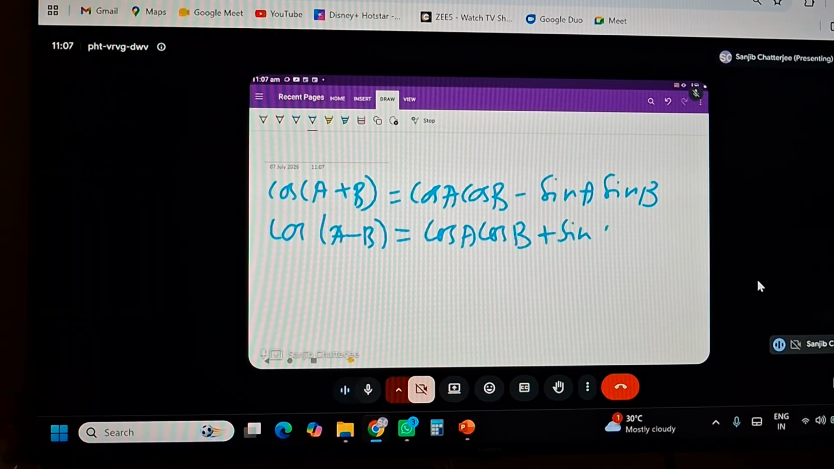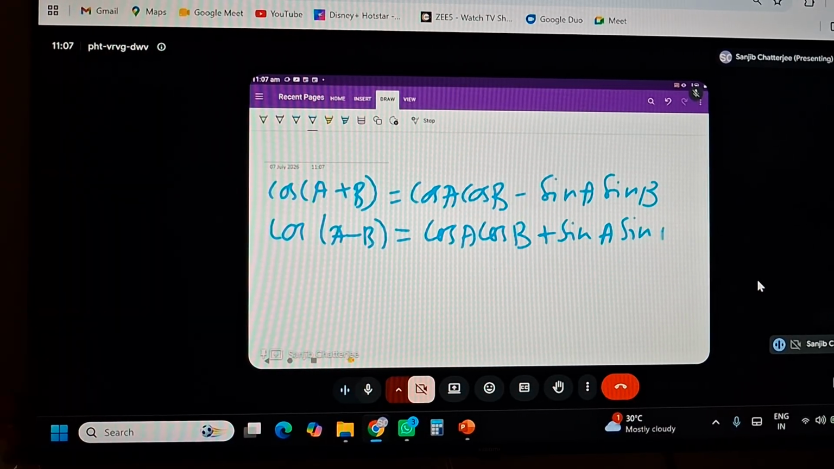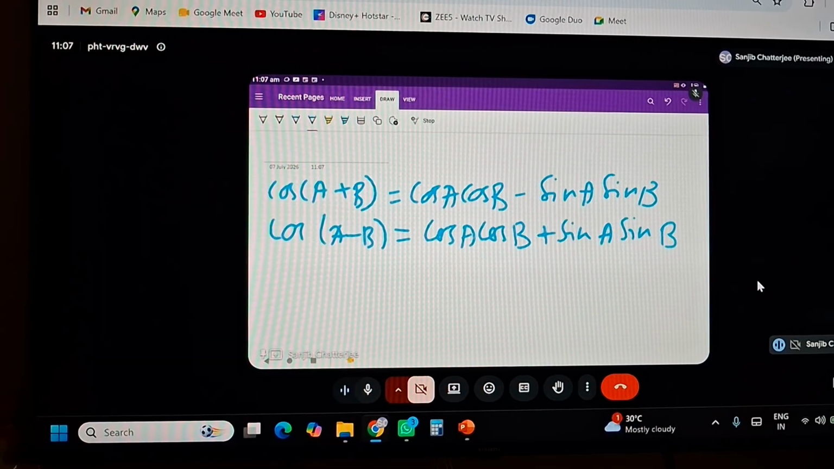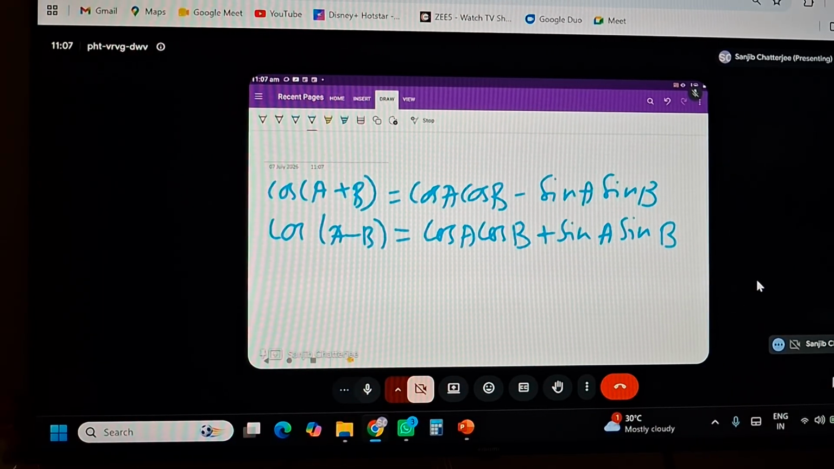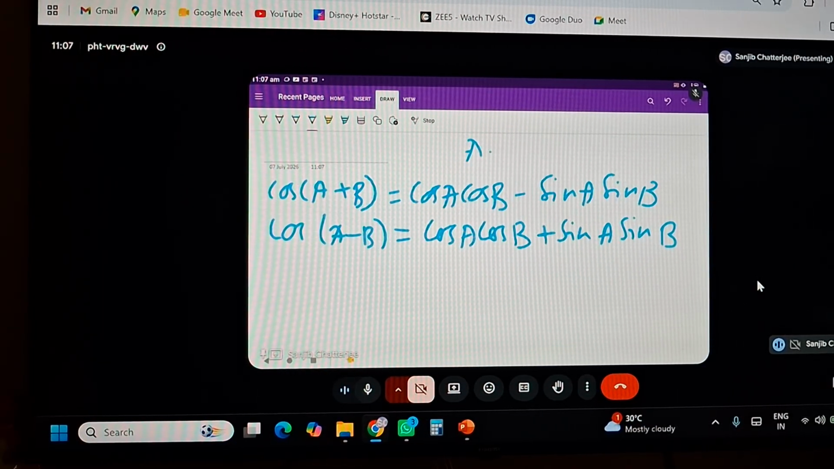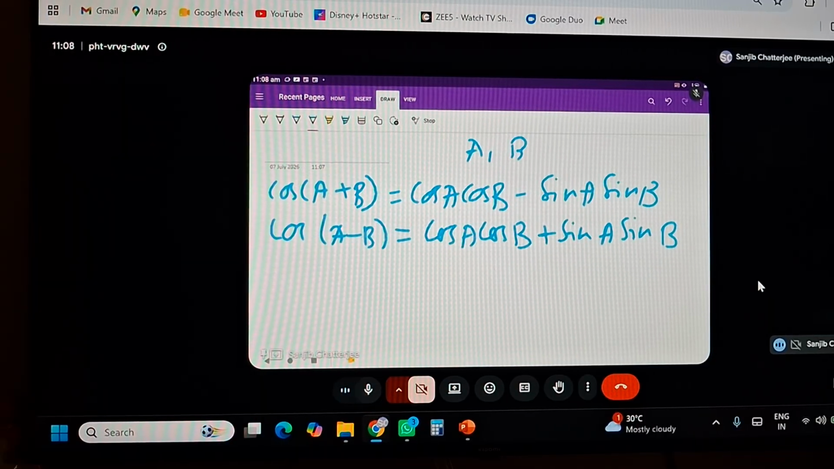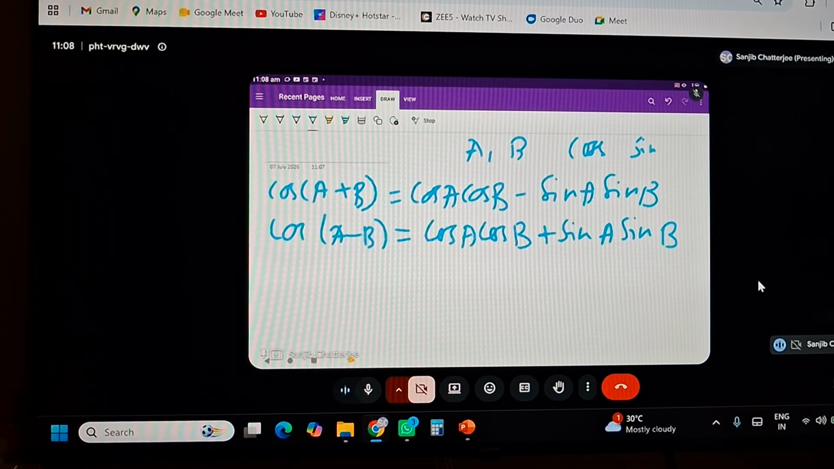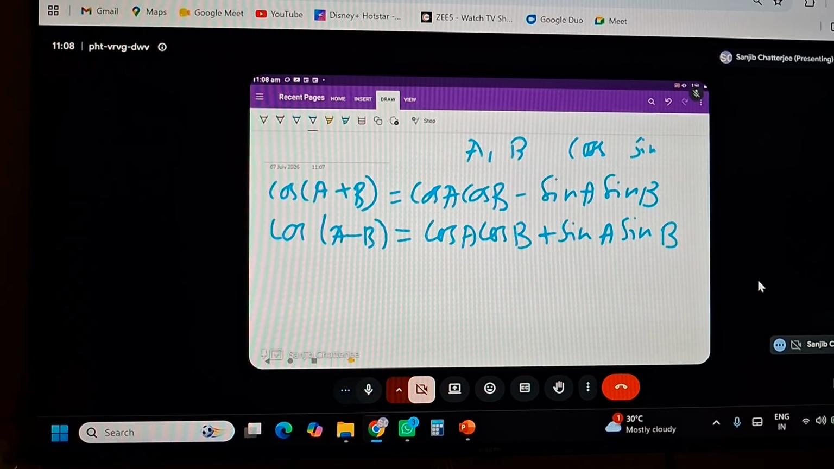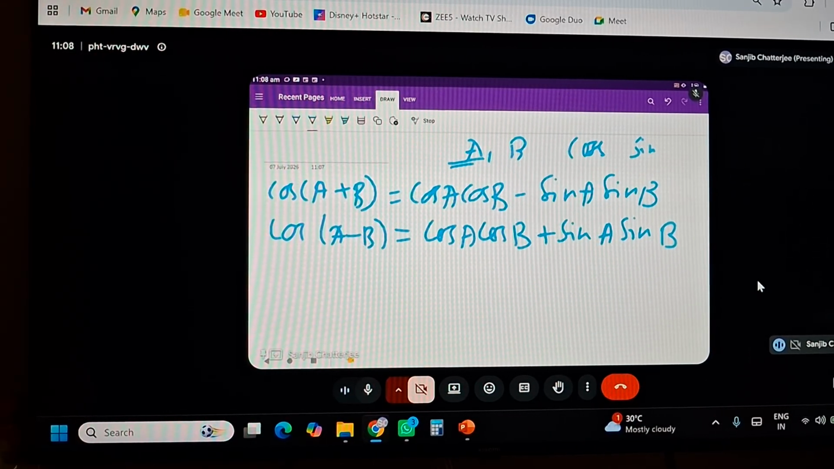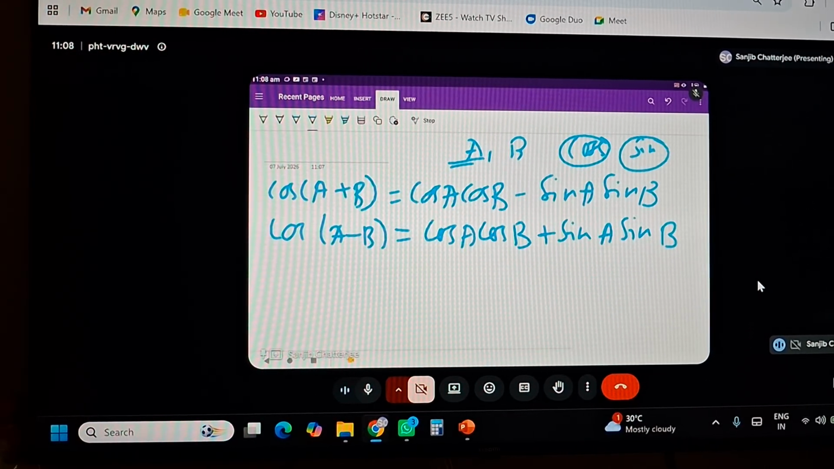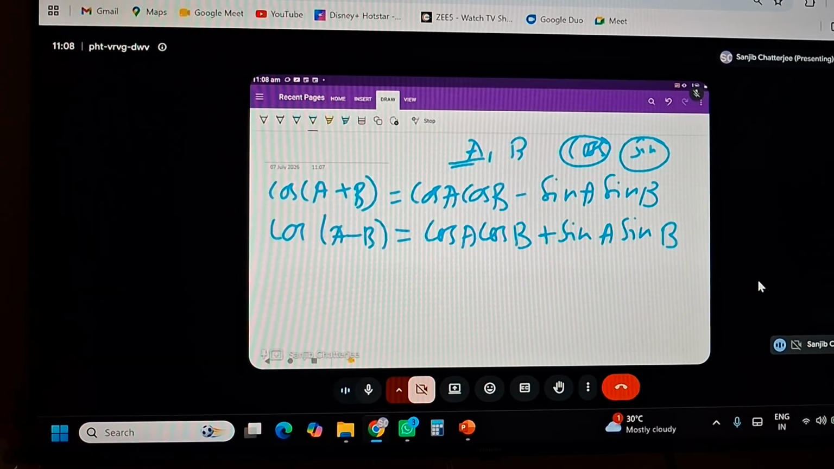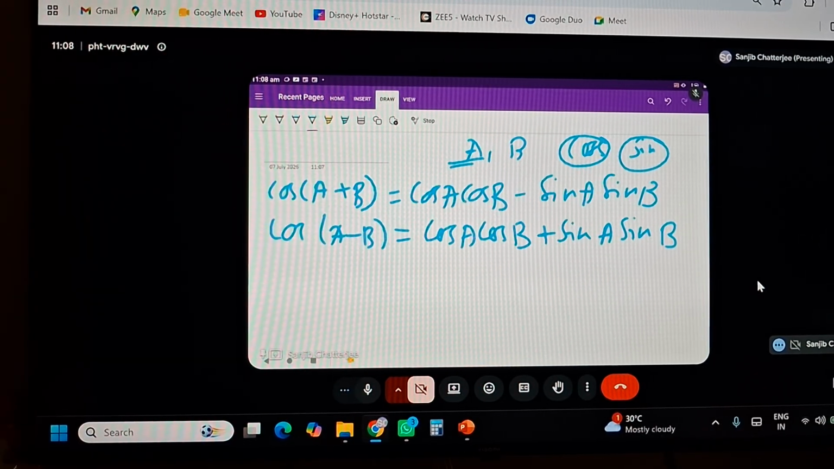So cos and sin are the trigonometric functions, right? A and b are the angles, and cos and sin are treated as operators. They are acting on the angle, so these are the angles, and they are operated on by the cos function, sin function, or also the tan function, cot function. Okay, fine.